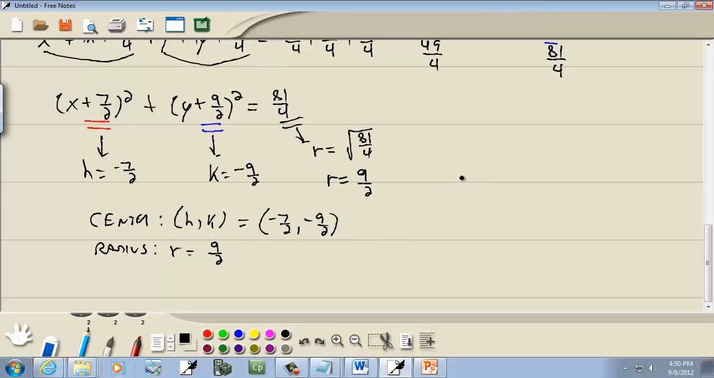Now, if you're wondering, why is it opposite sign? In our standard form, we had (x - h) squared plus (y - k) squared is equal to r squared. Notice how these have a minus in here? Whenever you have a minus in there, that always flips the sign of whatever you're finding.